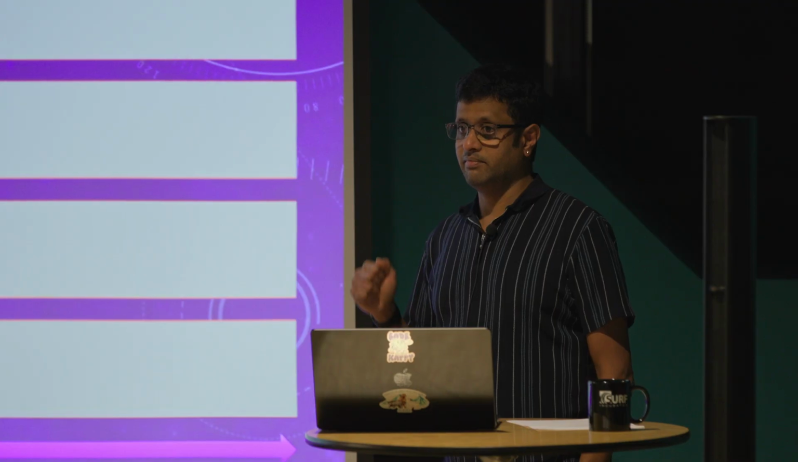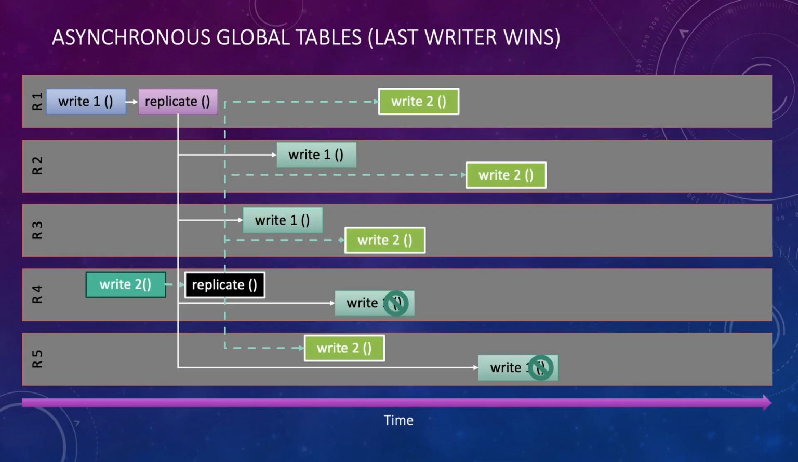Right? So asynchronous global tables resolves the write-write conflict with last writer wins. This is one of the key things which is super important to remember: if you're writing the same item from multiple regions, only one write is going to win over the other writes. Right?